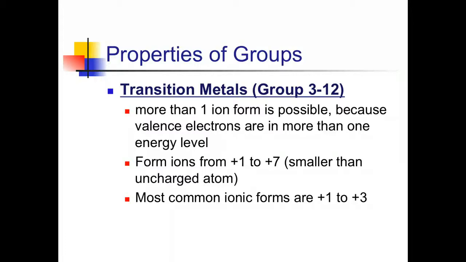What's unique about them? They are able to form more than one ion, because their valence electrons are in more than one energy level. That's a complex concept that we won't even get to when I teach about valence electrons and energy levels. You just need to be aware that they are what we call multivalent. They have the ability to form more than one kind of ion. So they can form ions anywhere from a +1 to a +7. Most common ionic forms are 1 to 3, so a +1, a +2, a +3. There are some with a +4.